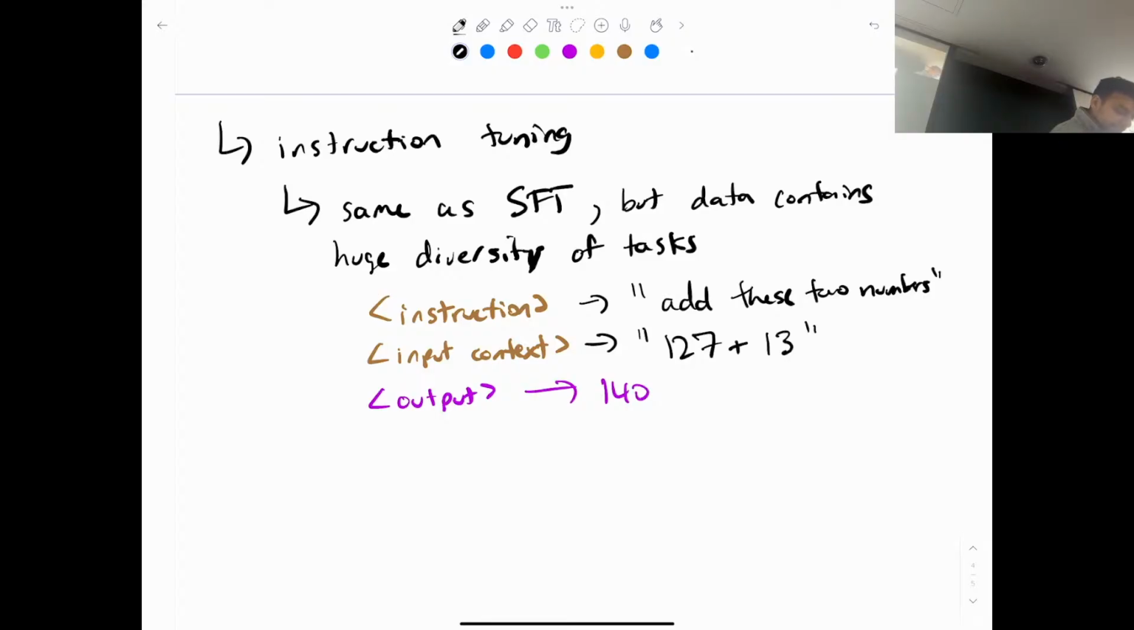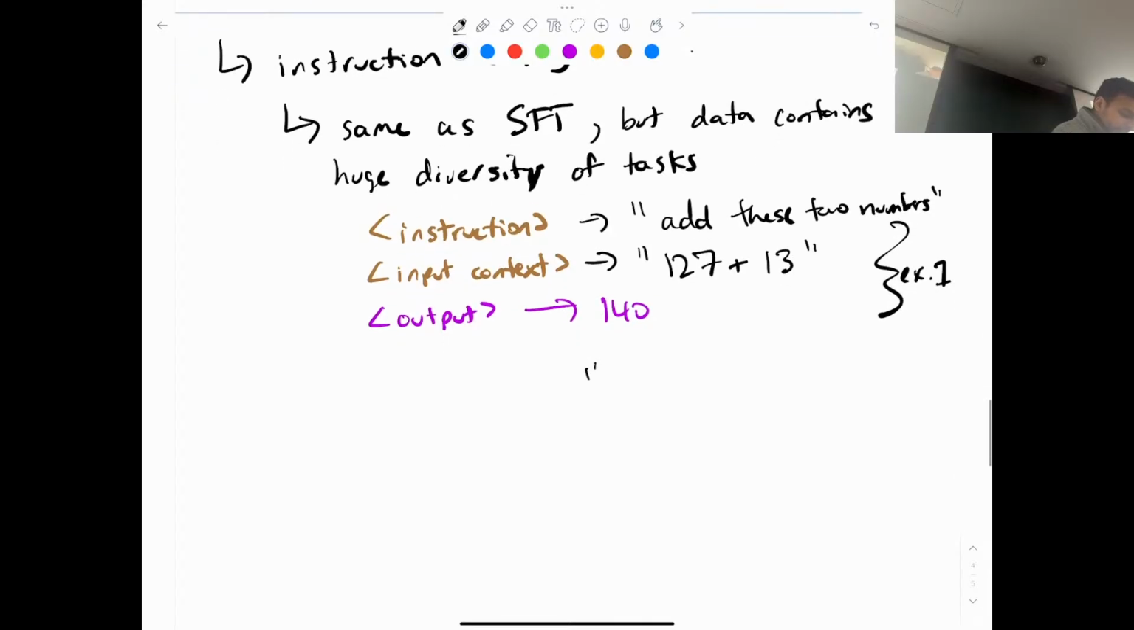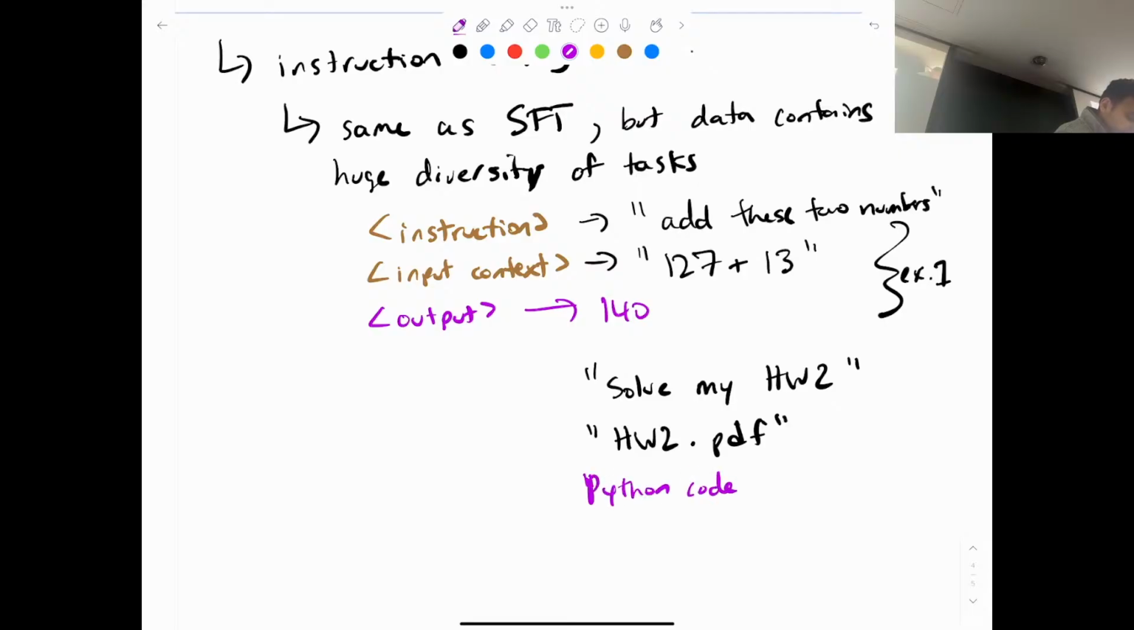So let's say this is our example 1. I could also have "solve my homework 2," and then the input context could be homework2.pdf, and the output could be the Python code for homework 2. So you can have many different kinds of instructions, input context, and then target outputs.